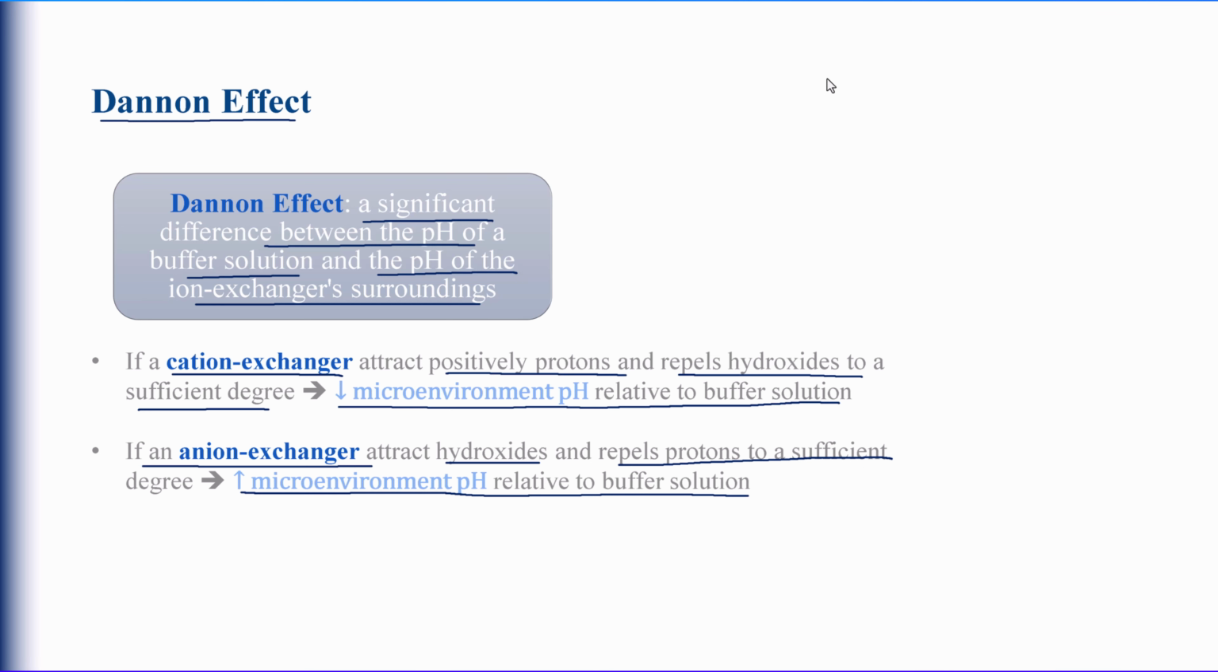So let me discuss that in further detail. Let me draw a column here. Let's say we have an anionic ion exchange resin with a positive charge here. What happens here is the buffer has a certain pH, but the microenvironment pH surrounding the ion exchanger can be lower or it can be greater than the pH of the buffer solution. So an anion exchanger can increase the microenvironment pH relative to the buffer solution. And if you had a cation exchanger, then this could decrease the microenvironment pH relative to the buffer solution.